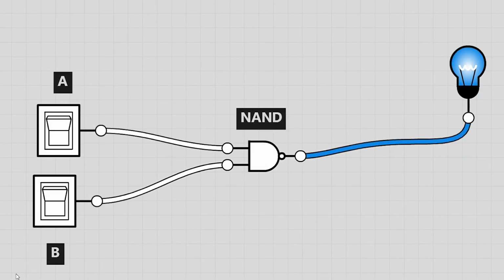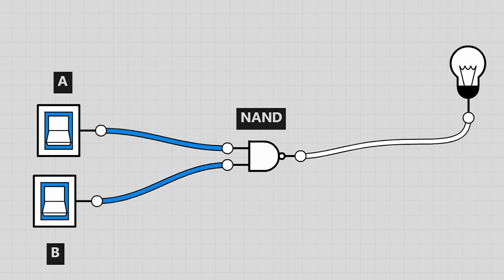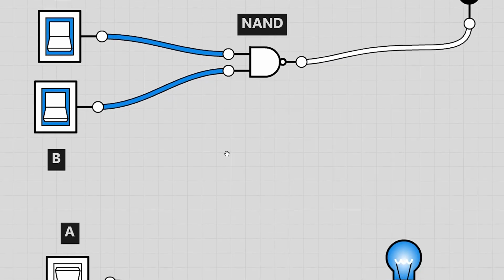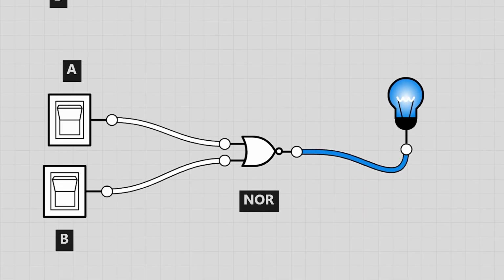When both the inputs are 0, output will be 1. When any one input is 1, the output will still be 1. When two inputs are 1, the output will be 0. Next comes the NOR gate.